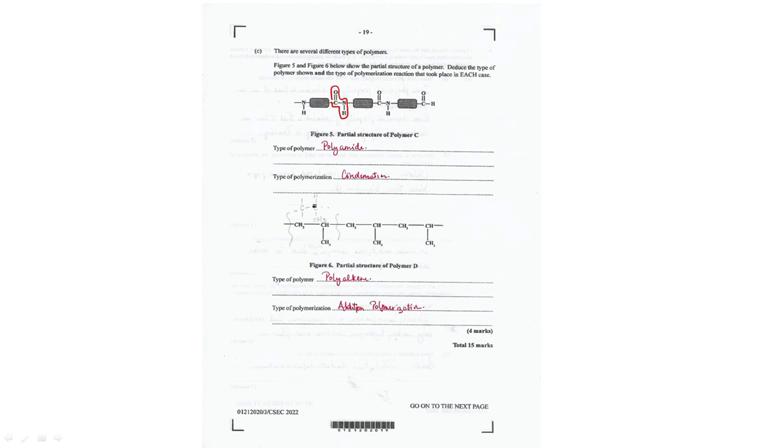Now, repeating units like these that you see here usually deal with alkenes. So the type of polymer is a polyalkene, because the unit, if you draw it out, would be CH2, as you can see here, and then the CH and the CH3. So if you break them apart, you will see that this is the same thing here and this is the same thing, and the unit just repeats itself. So it's a polyalkene, and the type of polymerization is addition polymerization. And that's it for question 5.